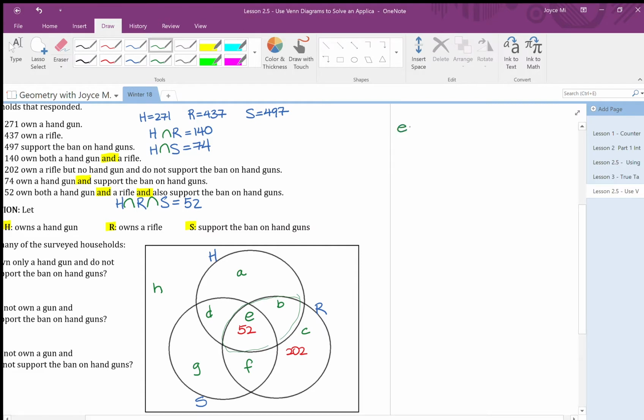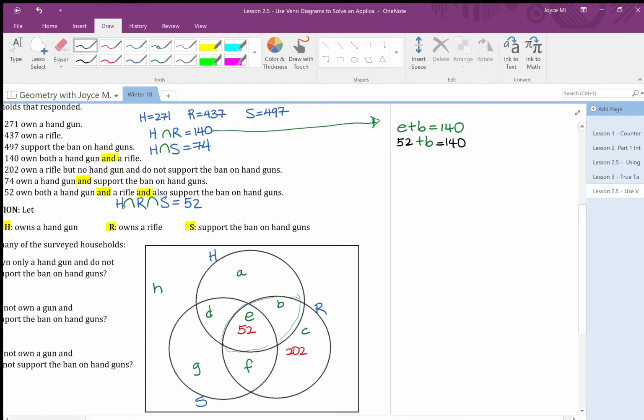E plus B gives me 140. I know that from this piece of information over here. I'm going to draw an arrow so you see it. And I know E is 52 already. So 52 plus B is going to give me 140. Now I just need to solve for B by subtracting 52 from both sides.